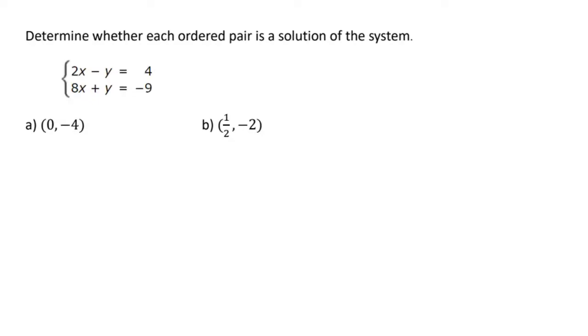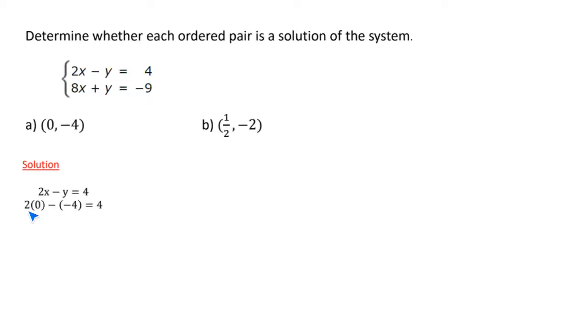Okay, so we don't always have a graph though. So if we want to know if 0, -4 is a solution to this system, well, there's 2 ways you could do it. You could graph the lines and see if they intersect at this point, or we can do it algebraically and we can plug in the 0 for x and -4 for y in each of the equations. So here we get 2 times 0 minus -4 equals 4.